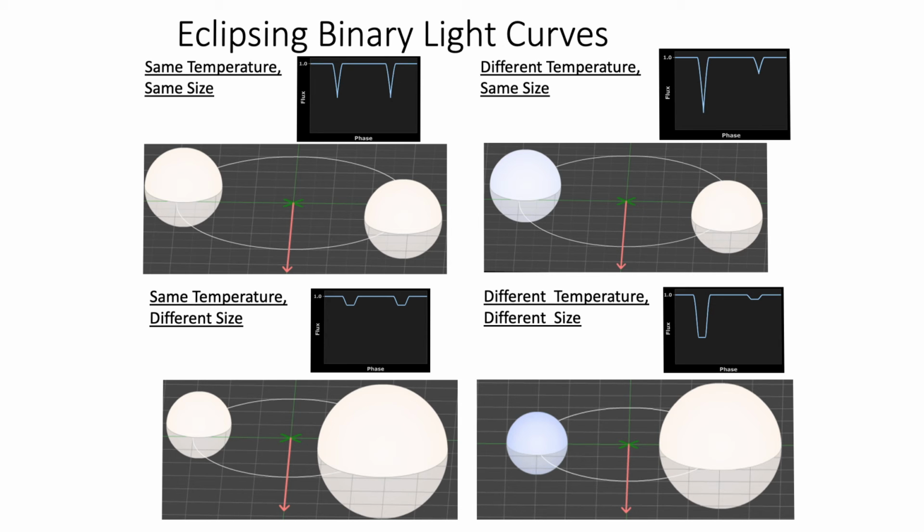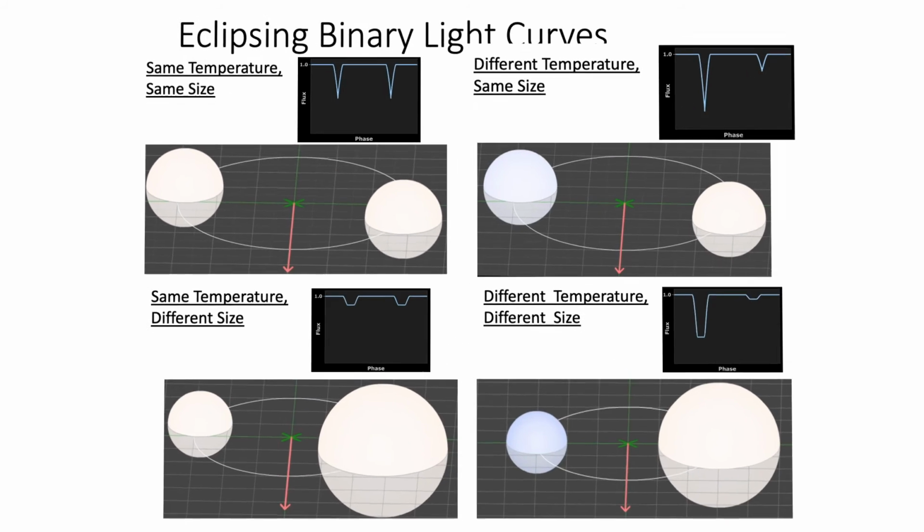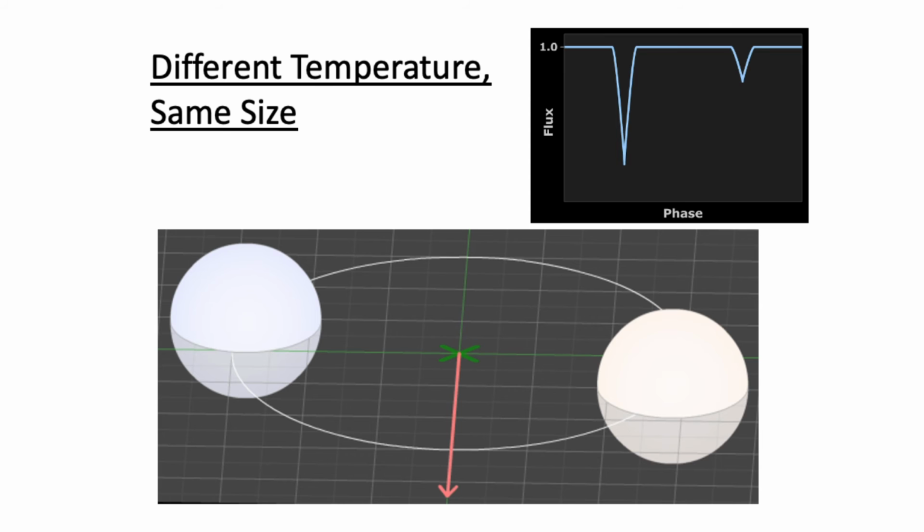In this graphic, we see all 4 broad categories of the limited parameter space shown in an eclipsing binary computer simulation. Same temperature, same size, which gives us pointed eclipses of the same depth. Different temperature, same size, which gives us pointed eclipses with different depths.